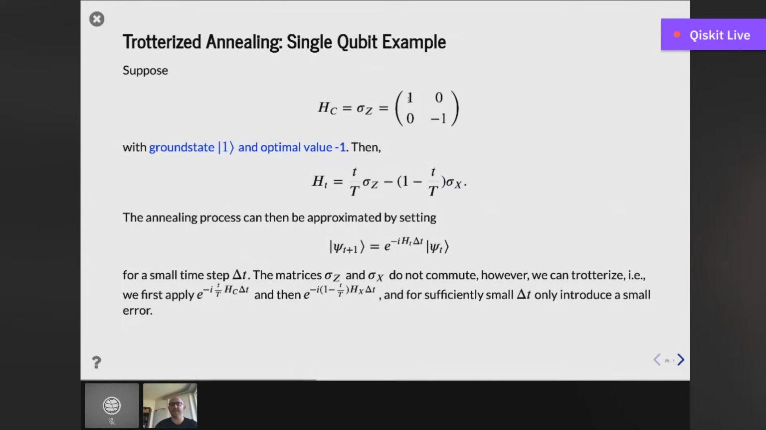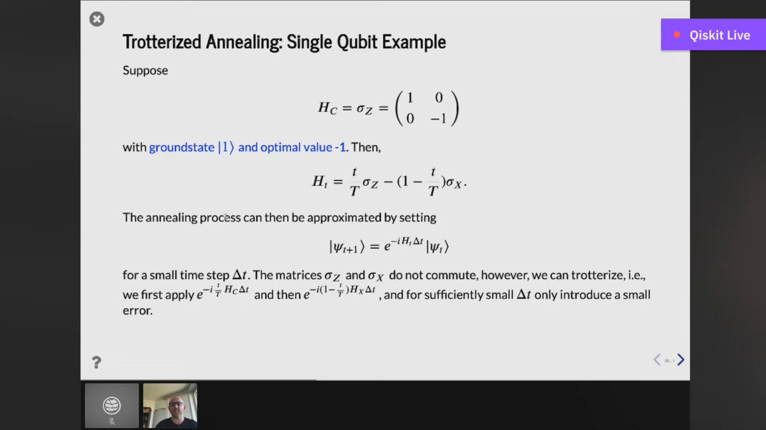This is given like that. So the 0 state will have the eigenvalue 1, and the 1 state will have the eigenvalue -1. And that's obviously the ground state, the 1. And the optimal value will be -1. Then the dynamics that we want to apply, HT, are given like this. So HC is sigma z, and here we have minus sigma x.